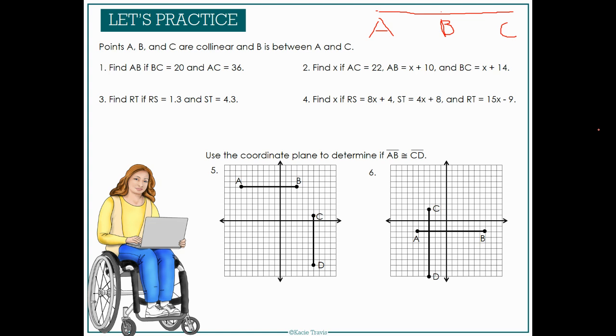Then down on the bottom, we got some practice concerning the coordinate plane. Use the coordinate plane, aka all of these x's and y's, so we can figure out if AB here is congruent to CD, or if this AB is congruent to this CD. Use the boxes to your advantage, and I will see you in a few. Make sure that you pause it, come back, and check your answers.